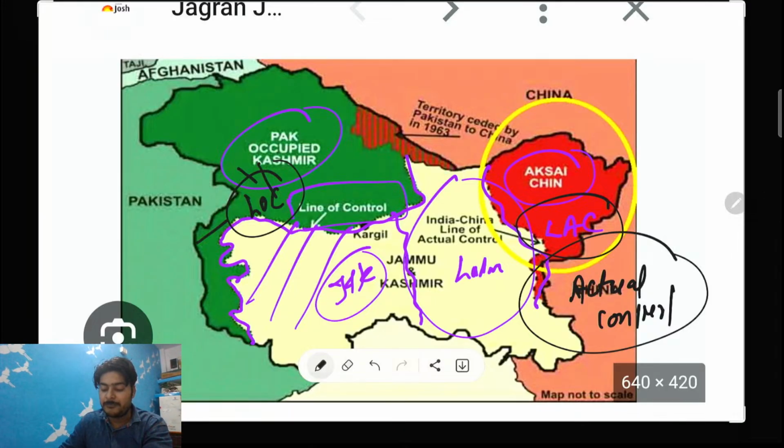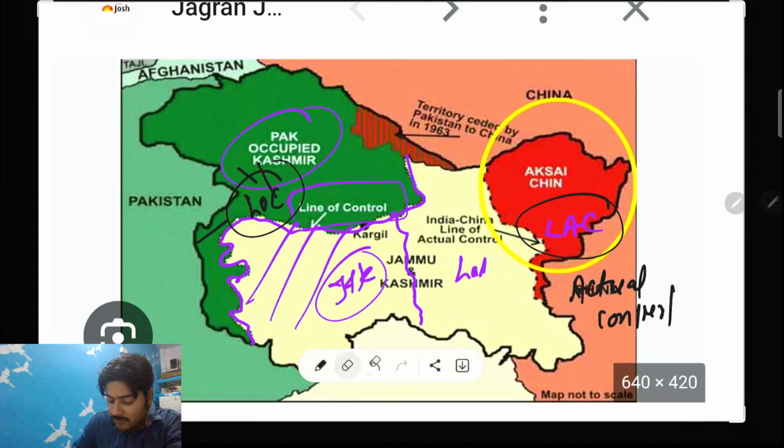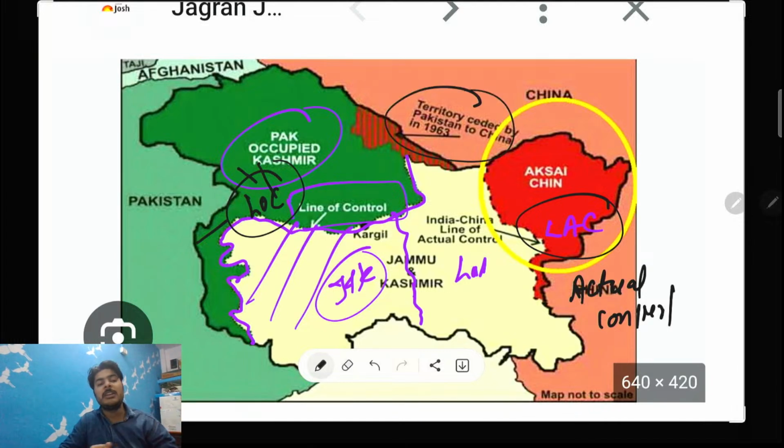So this Line of Actual Control is here, in the case of China. One more thing. This area that you see here right now has been ceded, or given, to China by Pakistan in 1963, which was a part of India. So India has objected: how can a part which is not even a part of Pakistan be given to somebody else, that is, to China? So this is the overall mapping of J&K. Now, if you have any problem in J&K, you may ask.